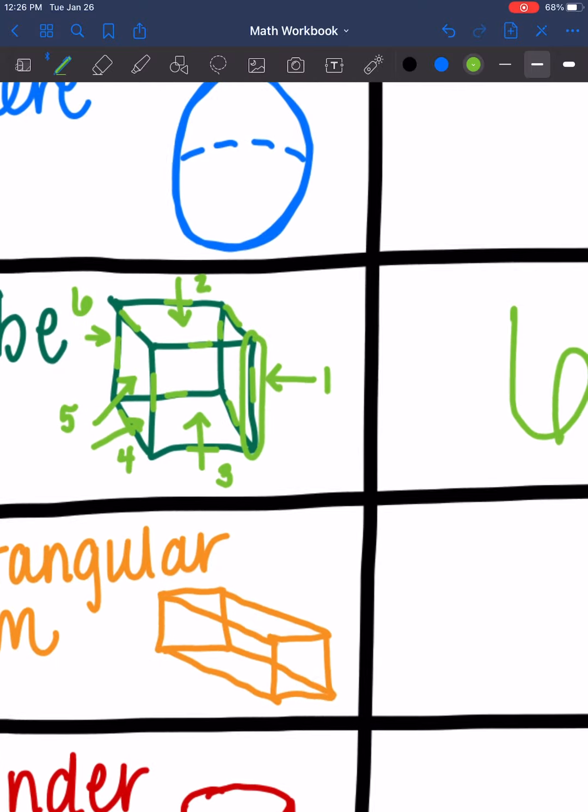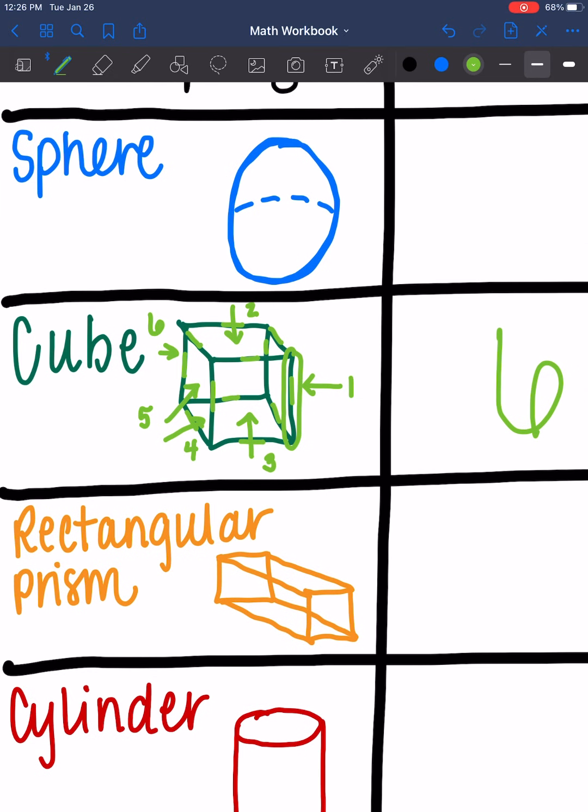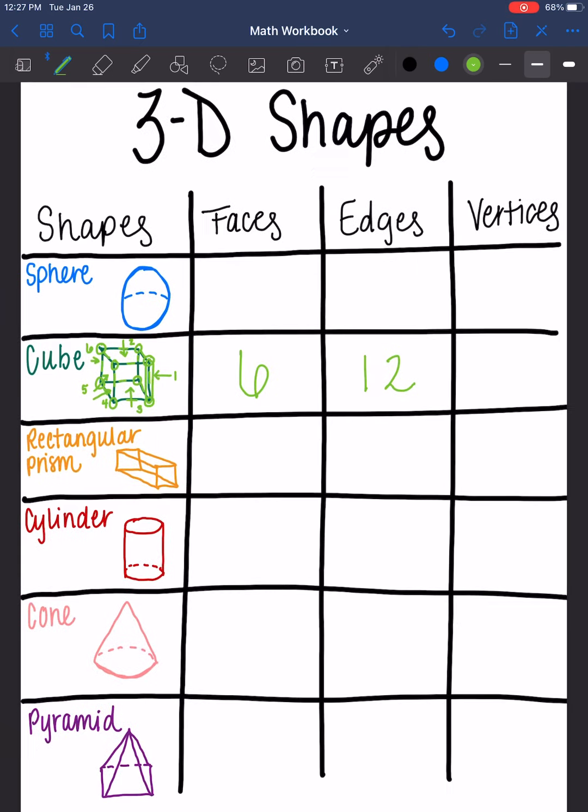Now on to vertices. Vertices are the corners on the shape. Okay? So I like to circle each corner so I can clearly see how many corners I have. If you count it all together, we have 8. So now let's keep going and look at the rest of these 3D shapes and their faces, edges, and vertices.